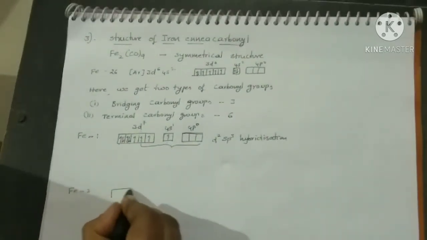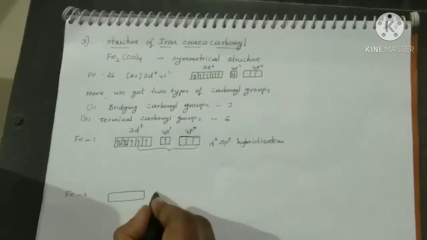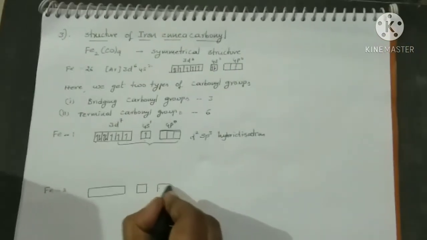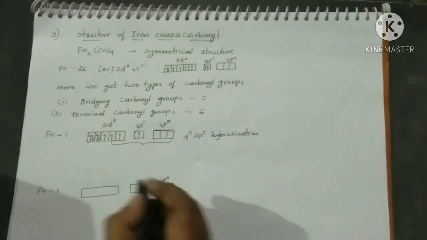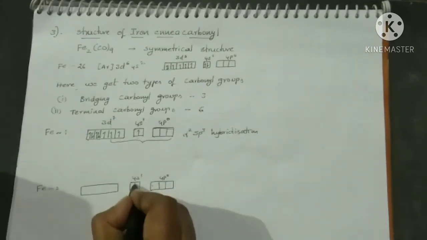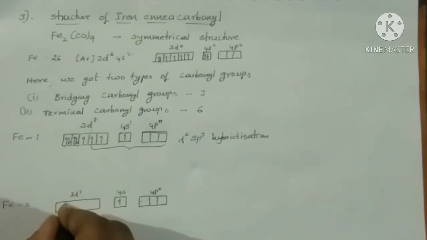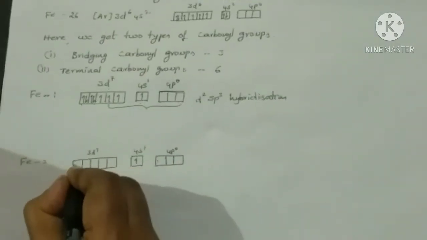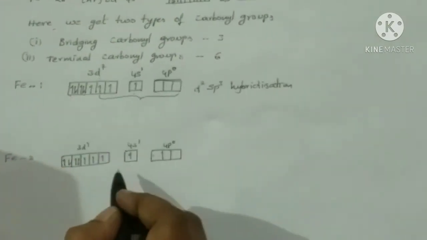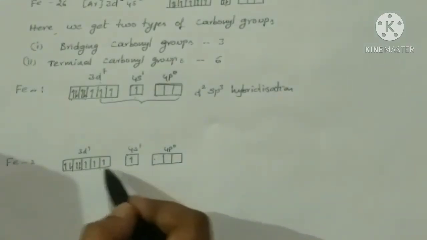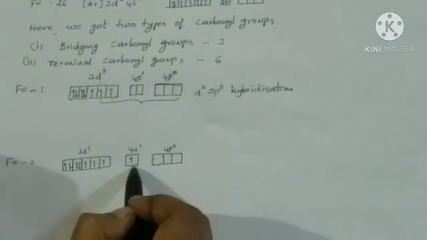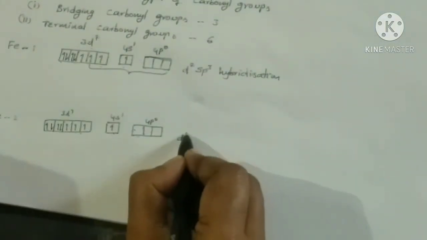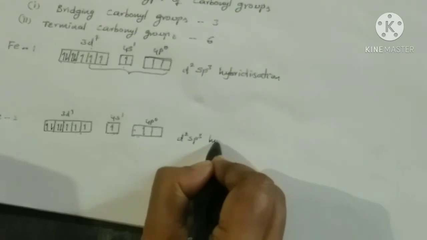So here I am writing Fe2 configuration. So this is 4p0 and 4s1 and 3d 1, 2, 3, 4, 5, 6 and 7. Okay, so here we have 2 3d orbitals and 1 s orbital and 3 4p orbitals undergo d2sp3 hybridization.